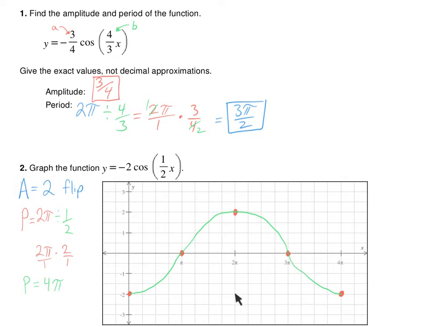Halfway between those, you go up the amplitude. So you went down 2 and you go up 2, halfway between these for a cosine. Then halfway between these two is your midline, and halfway between these two is your other midline hit. Then make the curve for that. If it was a sine, you would be starting at the midline. Cosines start at the max and min depending on if it's a negative or positive a value.